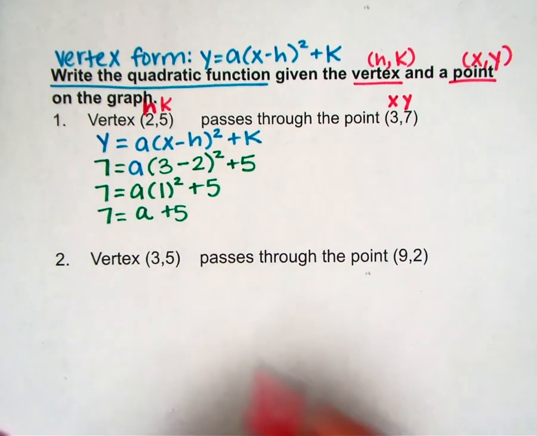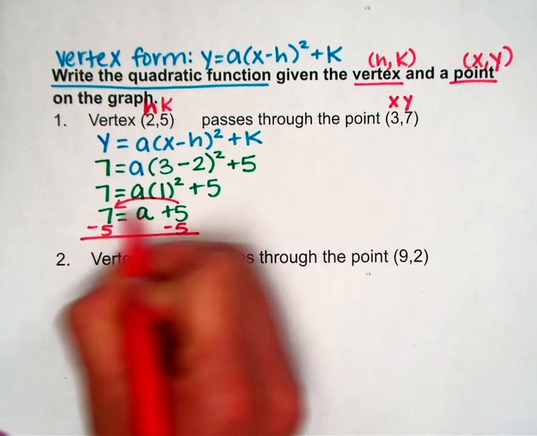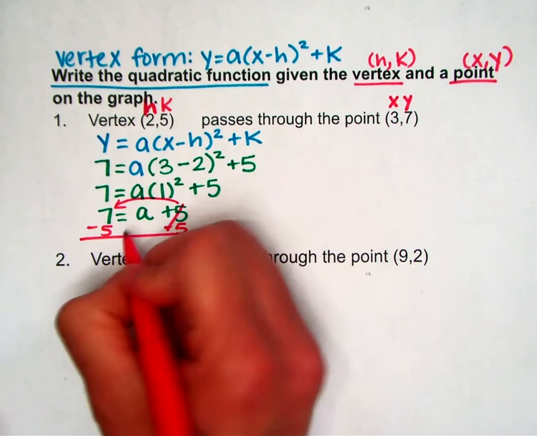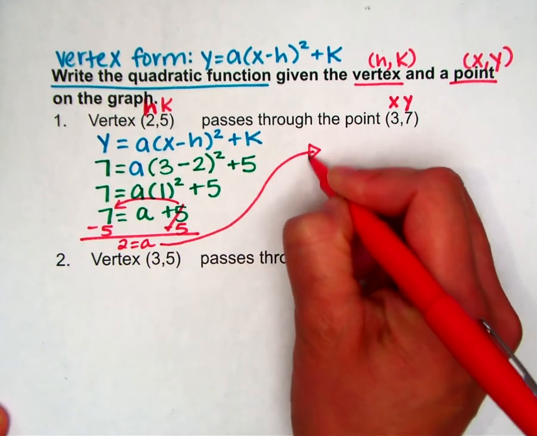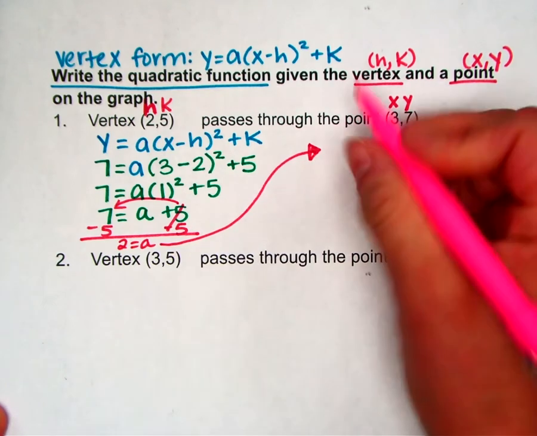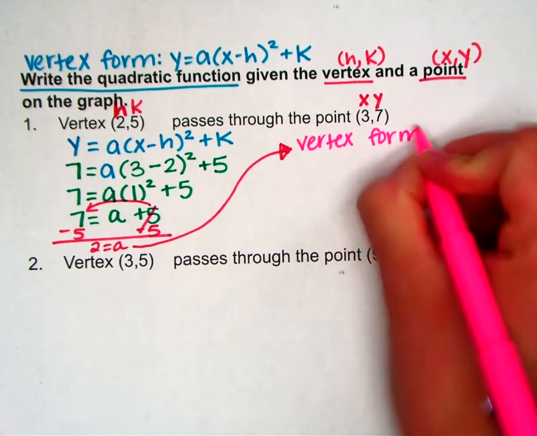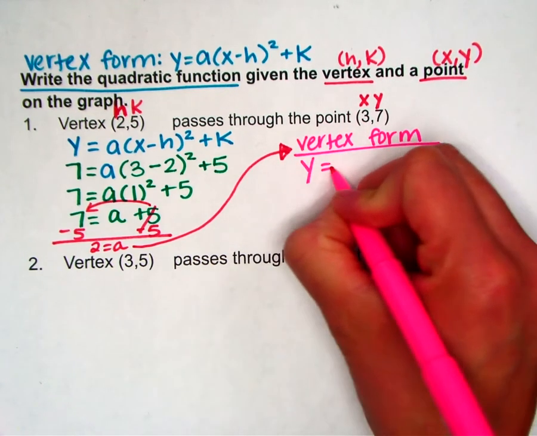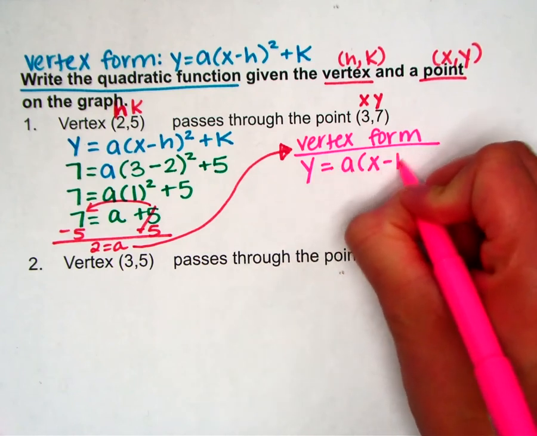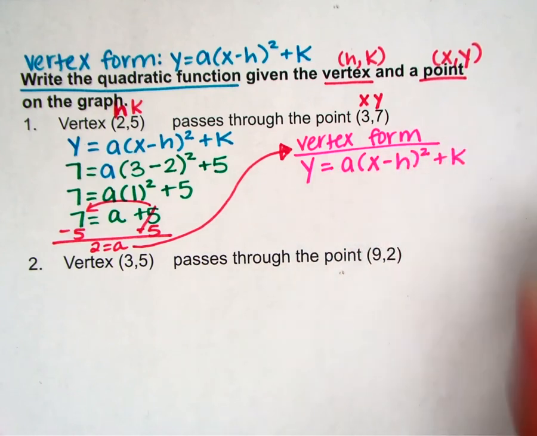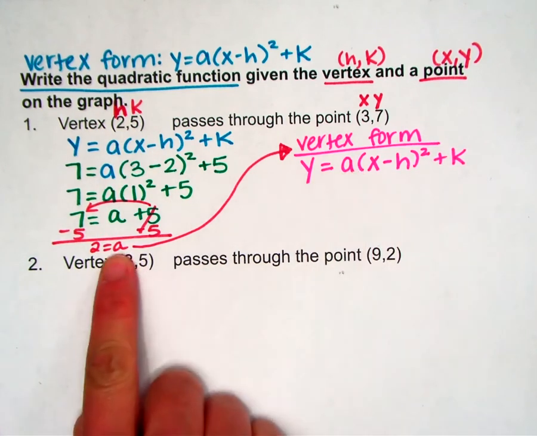If I need to solve for a, I need to get 5 to the other side of the equal sign, so I'm going to subtract 5 from both sides. So I should get 2 equals a. So I'm going to take this information of 2 equals a and write this in vertex form. So if I'm going to write the equation, I'm going to substitute in the values. The formula is y equals a(x minus h) squared plus k. I know h and k are the vertex, and I already solved for a, which is 2.